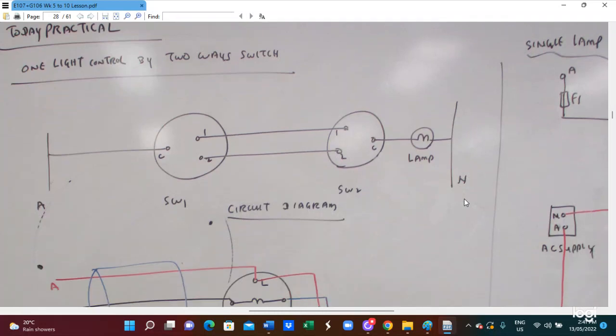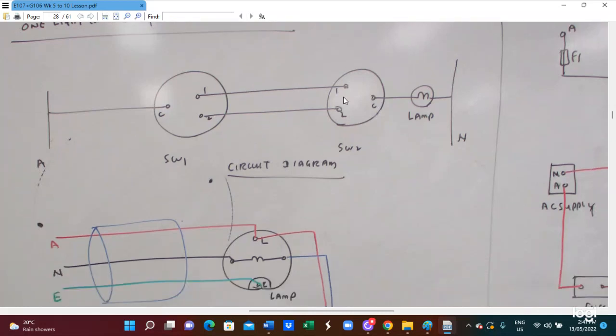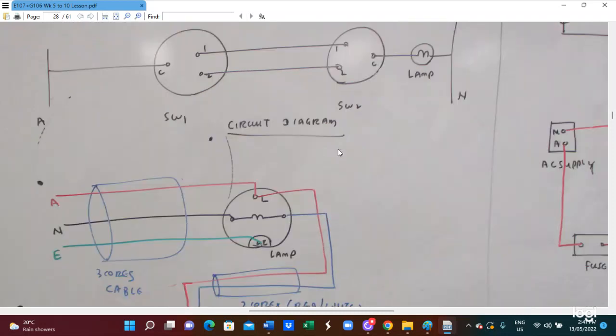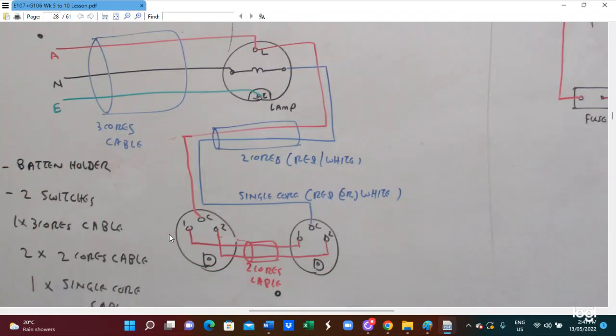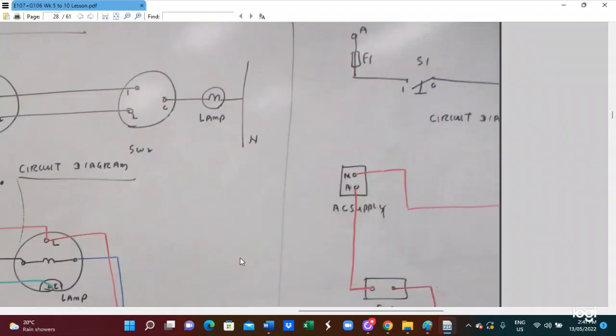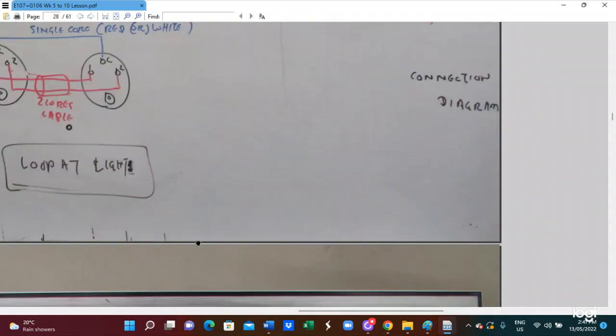So after the theory, you have to do the practical. Today's practical is you have to follow one light control by a two-way switch. So this is a two-way switch circuit diagram, and this is a practical connection diagram. So you have to connect the two-way switch by referring to the two diagrams on the wiring board.